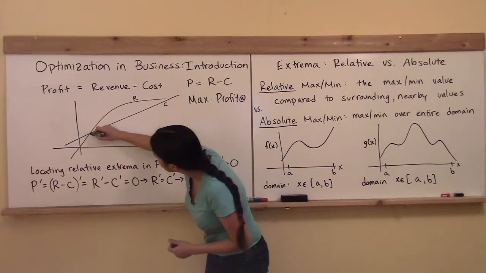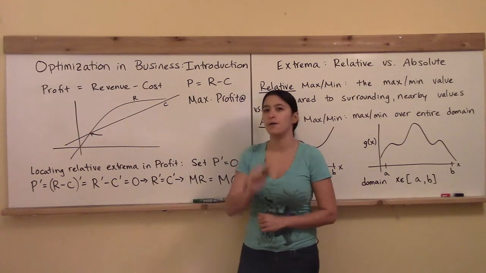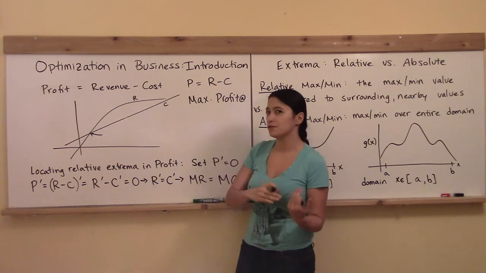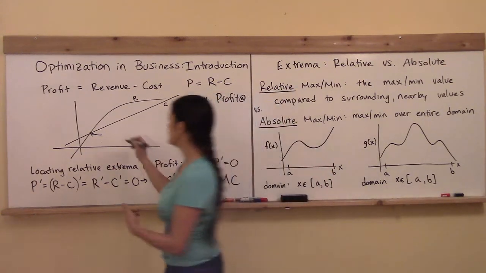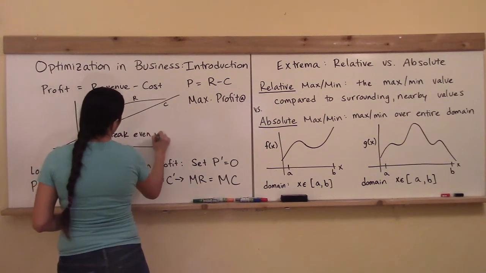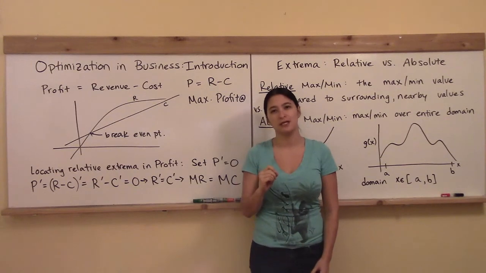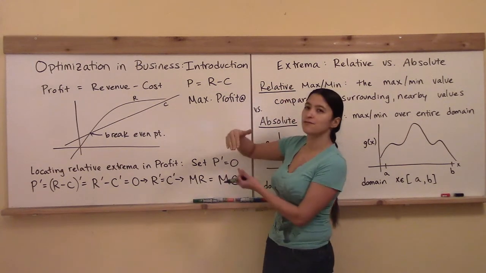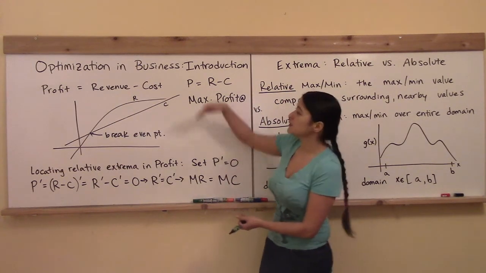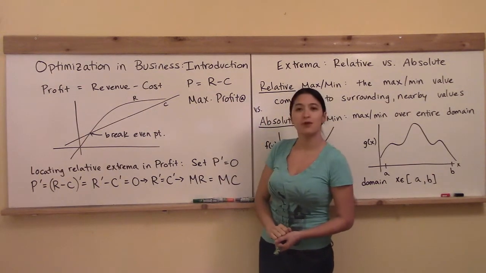Is this point of intersection a location of maximum profit? No, that's not it. That means that the revenue is exactly equal to cost, and this goes back to what we were calling before a break-even point. So when those two graphs intersect, that's a break-even point. When those two graphs are as far apart as possible, with the revenue being on the top, that's where we're going to find our maximum profit.